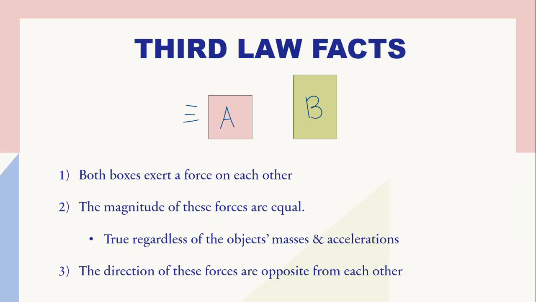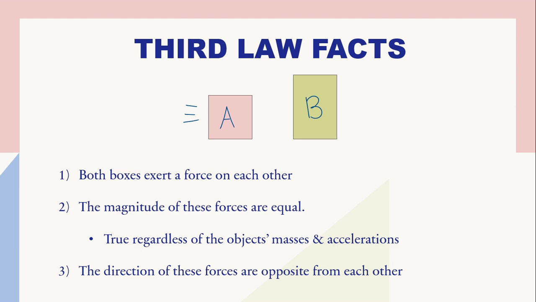Alright, so I'm going to take this knowledge and summarize it once again for you guys. Fact 1. Both boxes exert a force on each other. It doesn't matter that only box A was moving and it was the one that hit box B. Box B still exerts a force back onto box A. No matter what the interaction looks like, if one object exerts a force on something, the other must exert a force back.